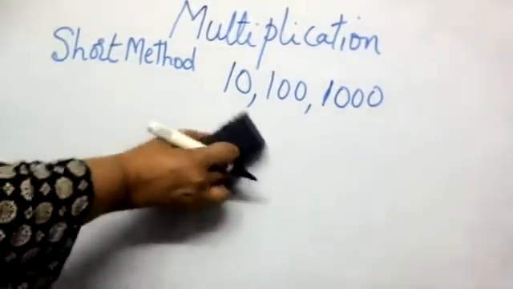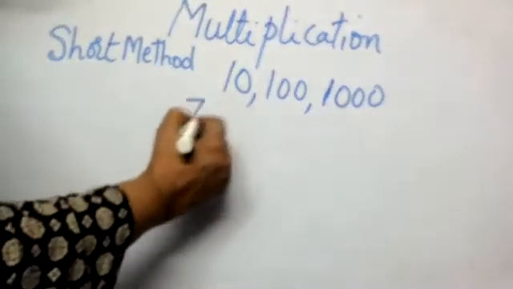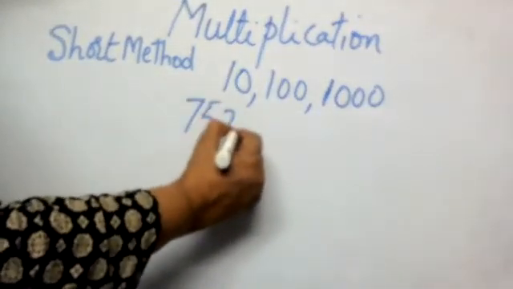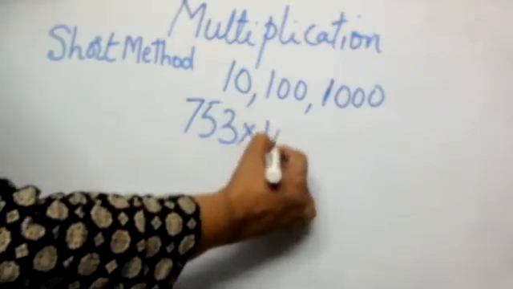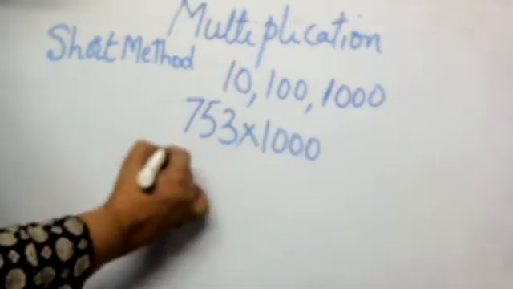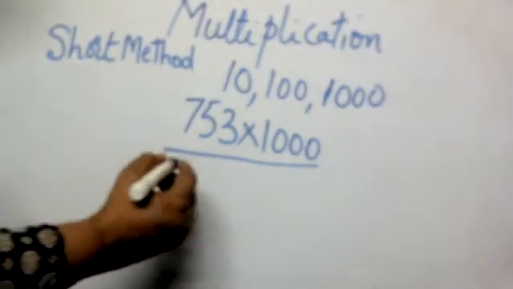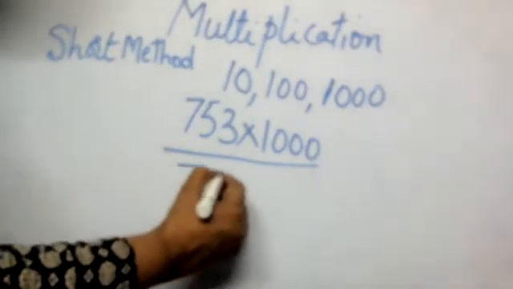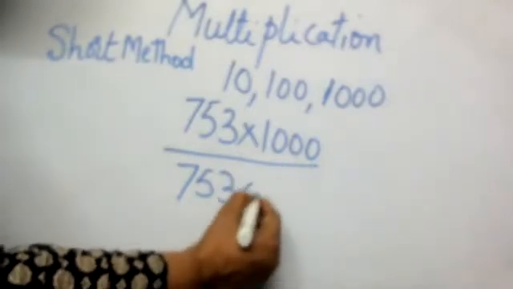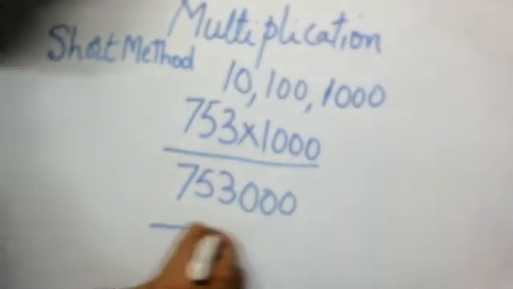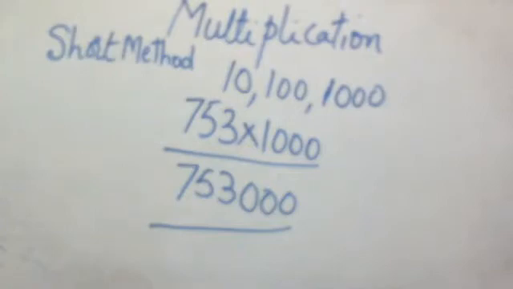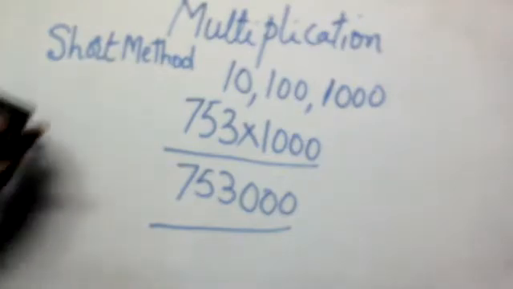The third is multiplication with the thousands. Now, 753 into 1000. So, the answer will be 753, and how many zeros are there? That many zeros. So the short method is you can just add the number of zeros. Okay, understood? So any number you can take.